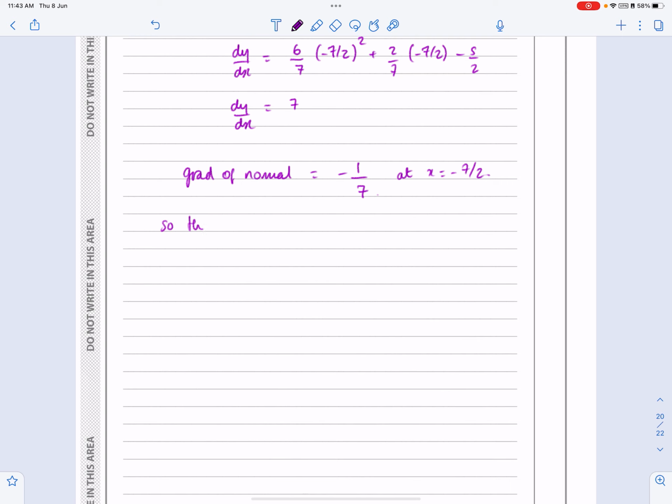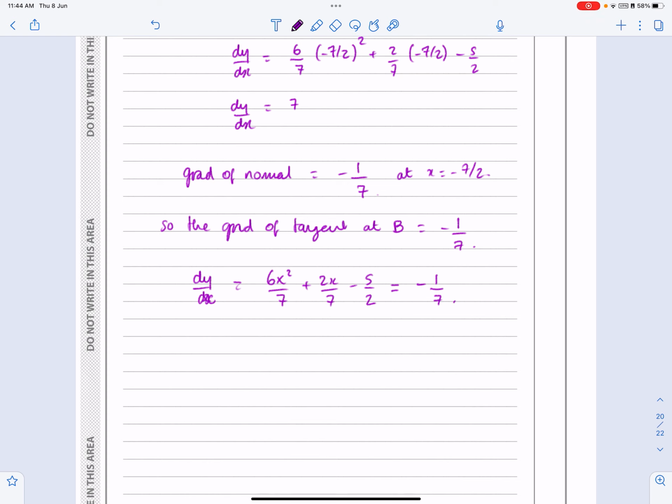So the gradient of the tangent at B is also equal to minus 1 over 7. Well, the gradient of the tangent, that's dy by dx. So in other words, dy by dx, which I've already got, 6x squared over 7 plus 2x over 7 minus 5 over 2, that is equal to minus 1 over 7.